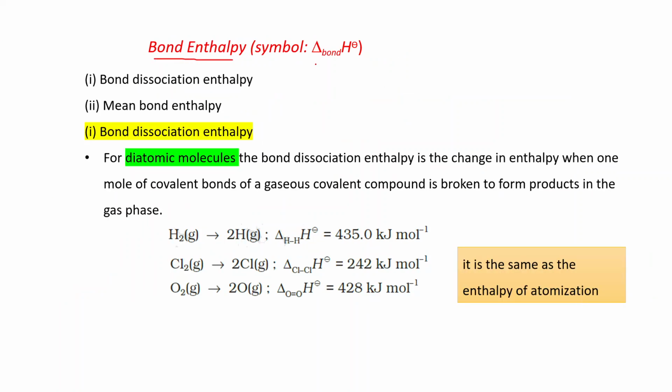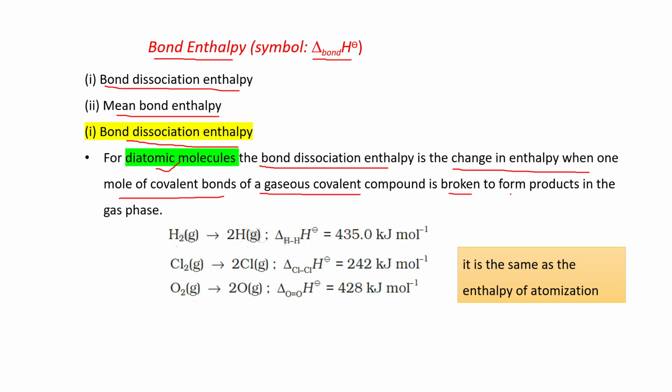Bond enthalpy is represented like this. It is of two types: bond dissociation enthalpy and mean bond enthalpy. First come to the bond dissociation enthalpy. For diatomic molecules we use this term. For diatomic molecules, the bond dissociation enthalpy is the change in enthalpy when 1 mole of covalent bonds of a gaseous covalent compound is broken to form products in the gas phase. Remember, reactants are also in the gas phase, and products are also in the gas phase.